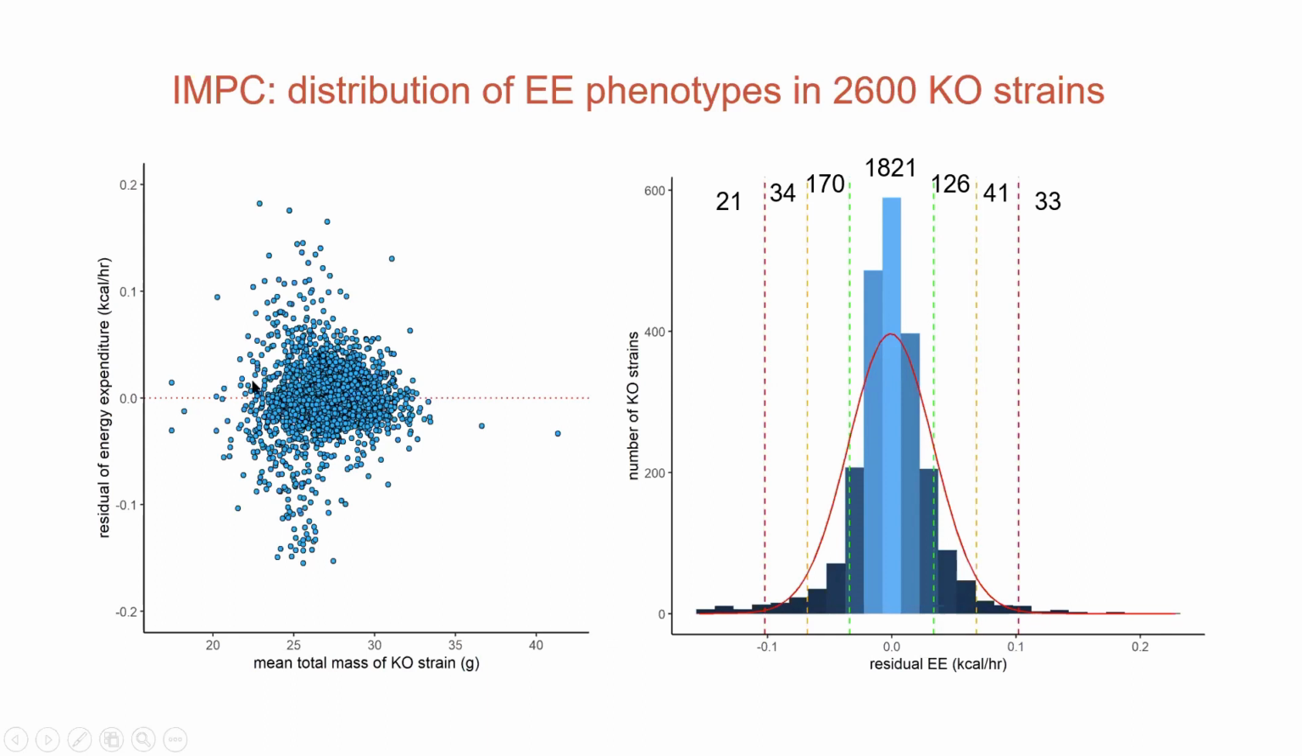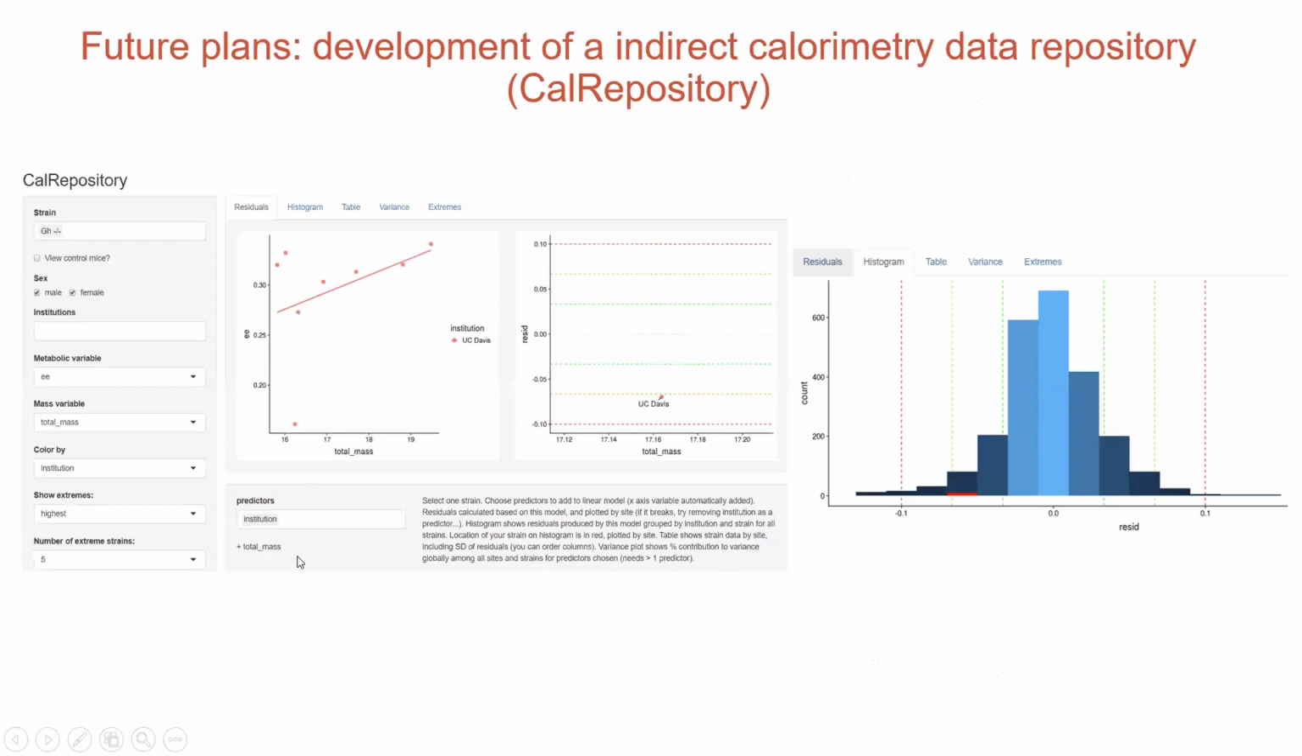And you can kind of see that in this plot, where some of them, despite the mass, still have very different changes in their energy expenditure. So our future plans are to develop a repository for indirect calorimetry, which we're calling, creatively, the Cal repository. We'd love for people to be able to take their data that they run in CalR and put it as part of this database.